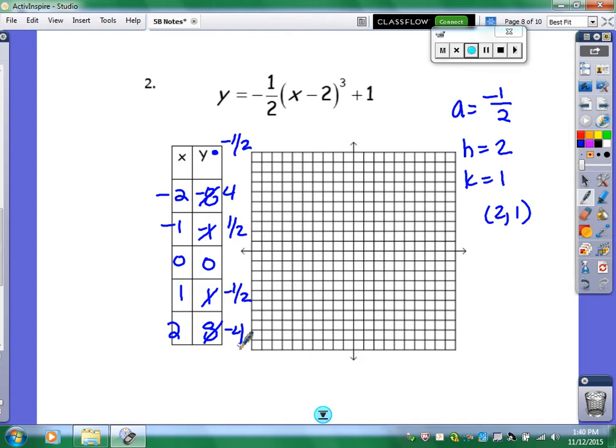All right, so plot our point, 2, 1, and we're going to start counting from there. I'm going to go left 2, up 4. I'm going to go left 1, up 1/2, 0, 0, right 1, down 1/2, and right 2, down 4.